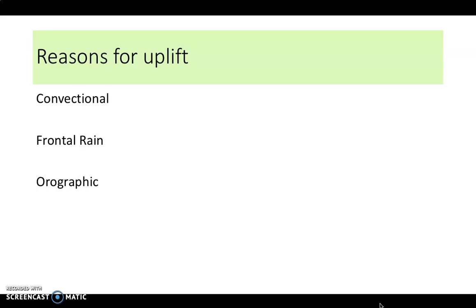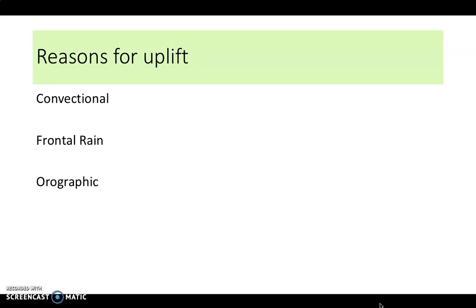Now frontal rain looks at a different type of uplift, and frontal thinks about air temperature and air masses. Here you can get a cold air mass and a warm air mass, and as they move towards each other, the cold air sinks underneath the warm air, and the warm air is forced up into the atmosphere. It causes it to rise upwards. So the same thing is happening again, it's what's causing this uplift to happen. So you've got a cold front and a warm front.